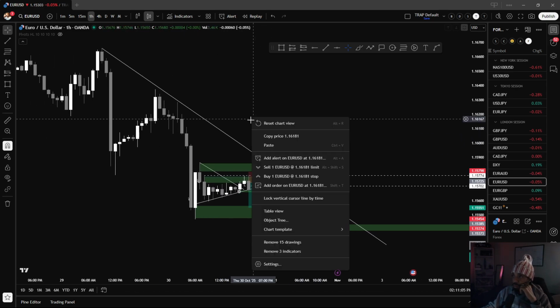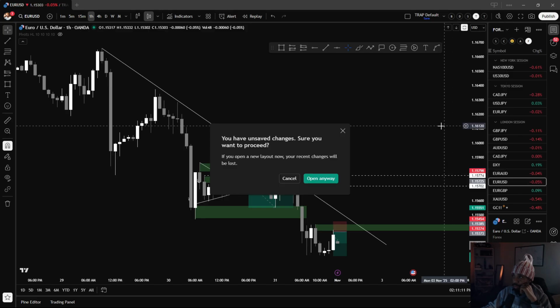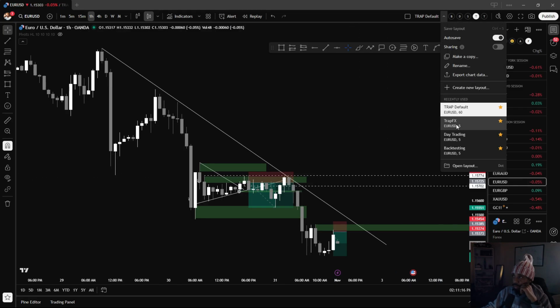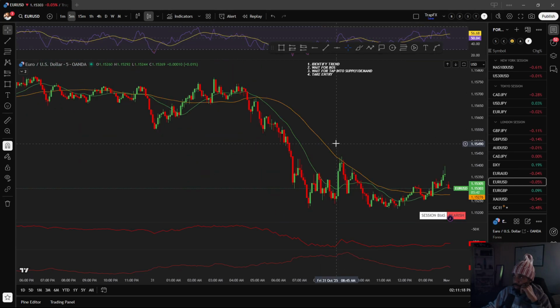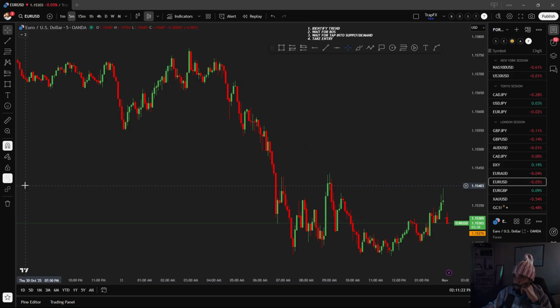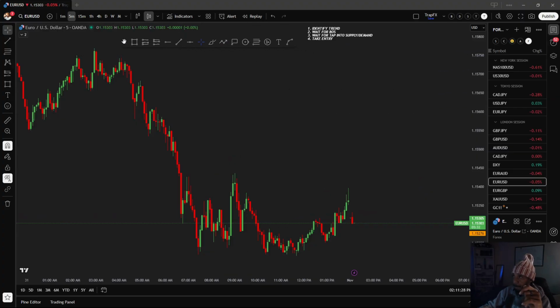So let me clear this chart. Hold on. Save Forex. Hide these indicators. So this is the same pair. This is Euro USD, but you can do this on any chart.